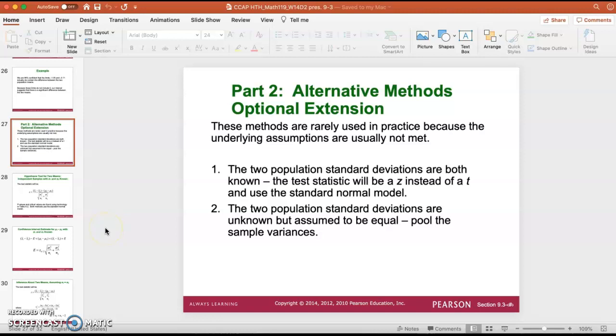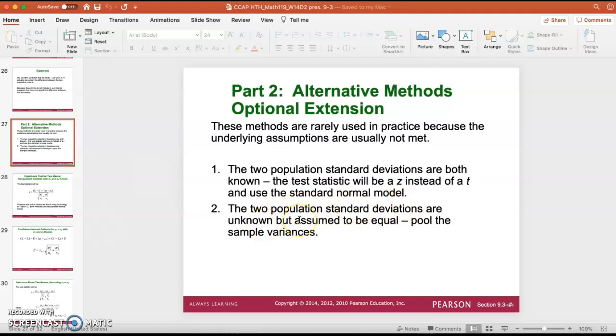All right, now to just wrap up, the optional extension for alternative methods you can use for hypothesis tests or confidence intervals between two means. And so, again, the two other ways you can deal with those kinds of problems that are not quite as common but still possible could be one where the two population standard deviations are both known. In that case, the test statistic will be a z-score instead of a t-score, and you use the standard normal distribution.